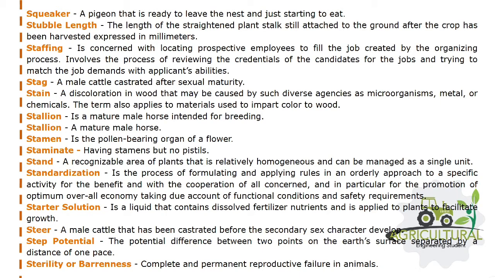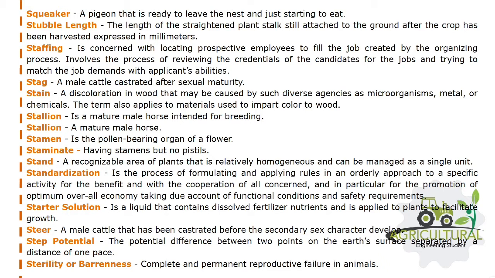Stubble length, the length of the straightened plant stalk still attached to the ground after the crop has been harvested, expressed in millimeters. Staffing, is concerned with locating prospective employees to fill the jobs created by the organizing process. Involves the process of reviewing the credentials of the candidates for the jobs and trying to match the job demands with applicants' abilities. Stag, a male cattle castrated after sexual maturity.